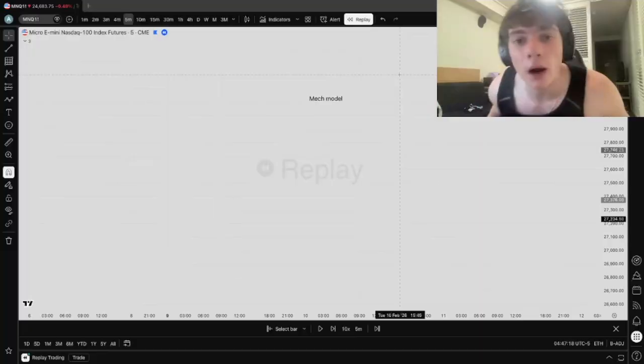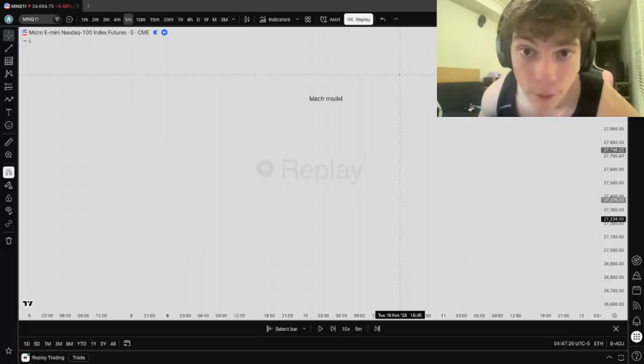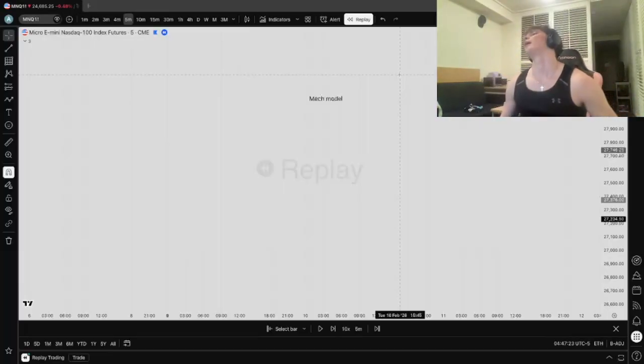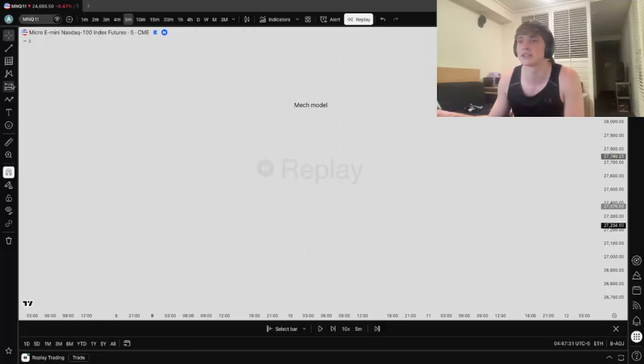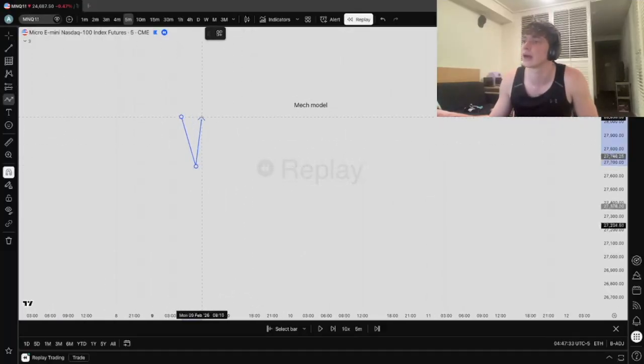We are going to be looking at our new model. This is the Mech model. There are infinite setups, obviously, but there are two simple ways that we can draw this setup out. The first one would be following the AMD theory.